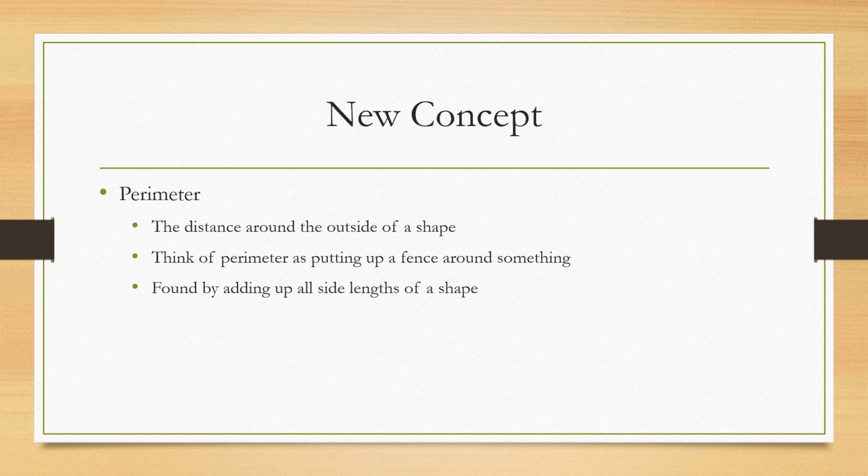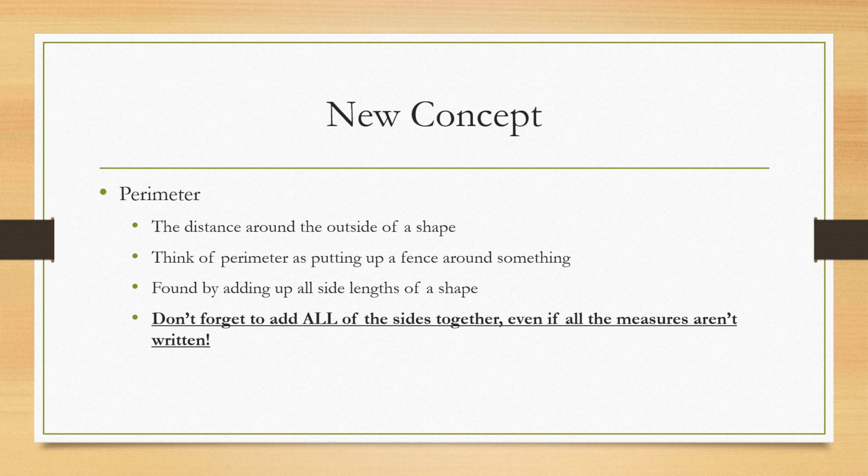Find that number, that distance, by adding up all the side lengths of a shape. And I want to stress to you that you make sure you add all the sides together, even if all the measures aren't written. Sometimes your book will give you a rectangle especially, and they'll only give you 2 of the side lengths because you only need to know 2 of the side lengths on a rectangle, since the top and bottom, and the length and the width, both will be the same.